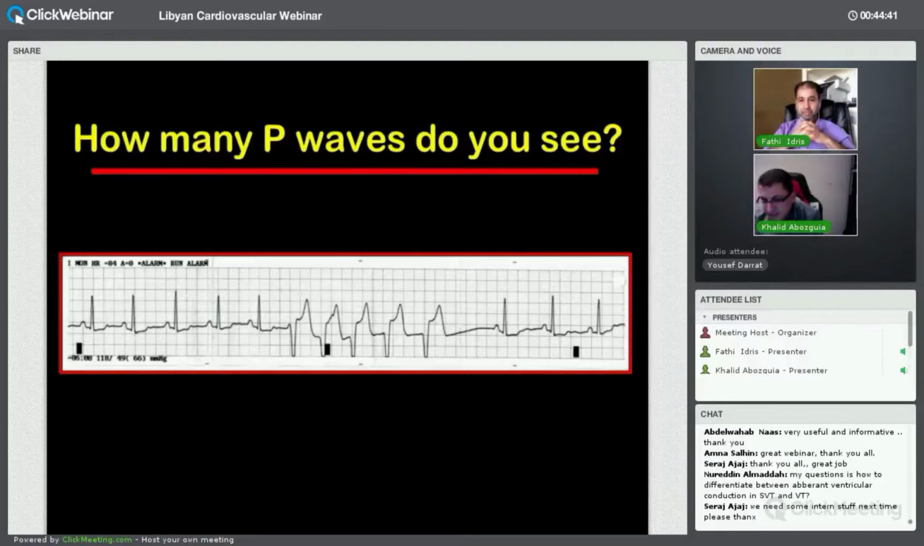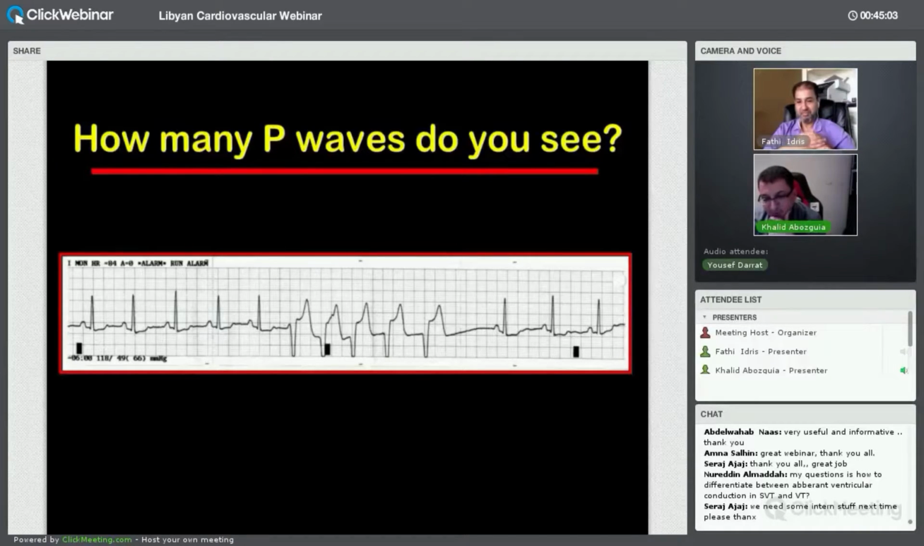Is there another question? There is a question here, Fatih, from Dr. Nuruddin Al-Maddah, I think: how to differentiate between aberrant ventricular conduction in SVT and VT? Okay, do you want to take this, Fatih, or do you want me to take it? No, you take it. This is a presentation by itself, so it's very long.